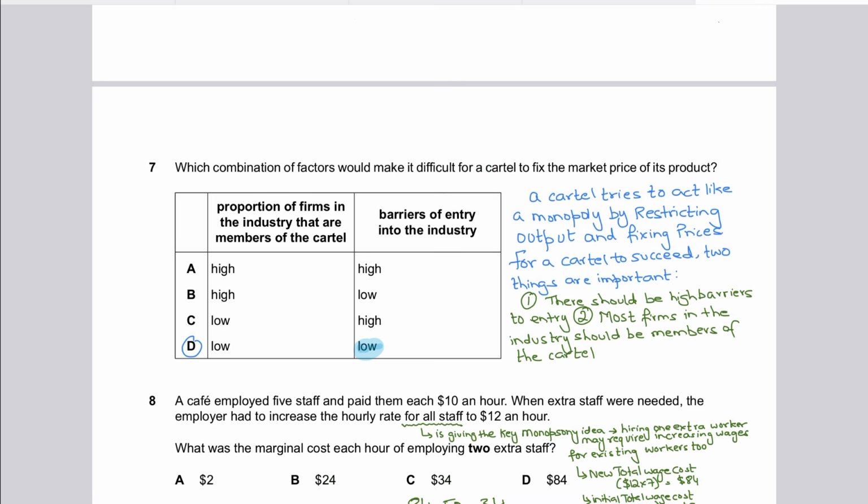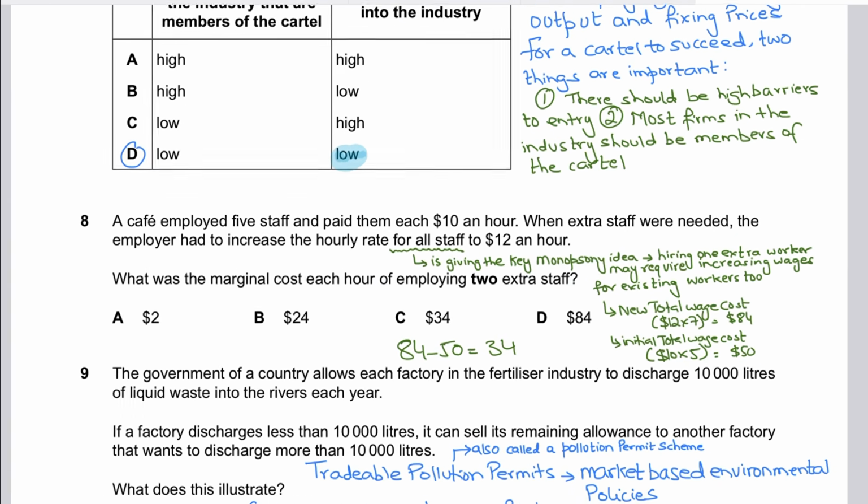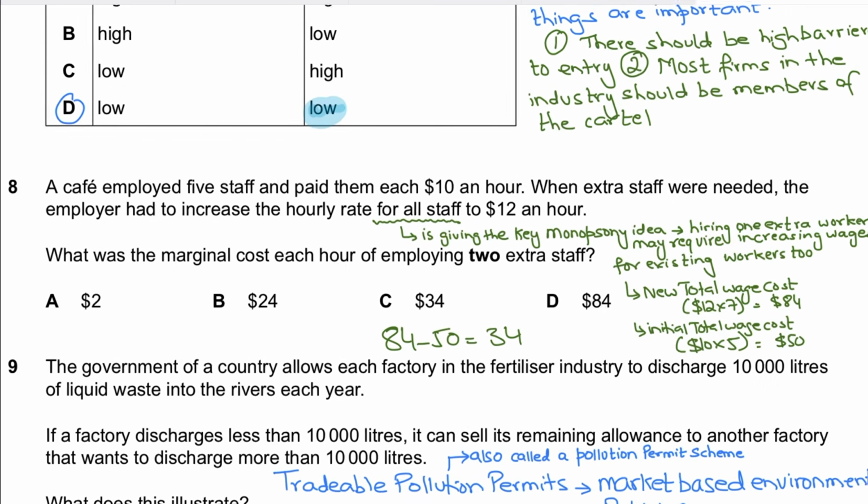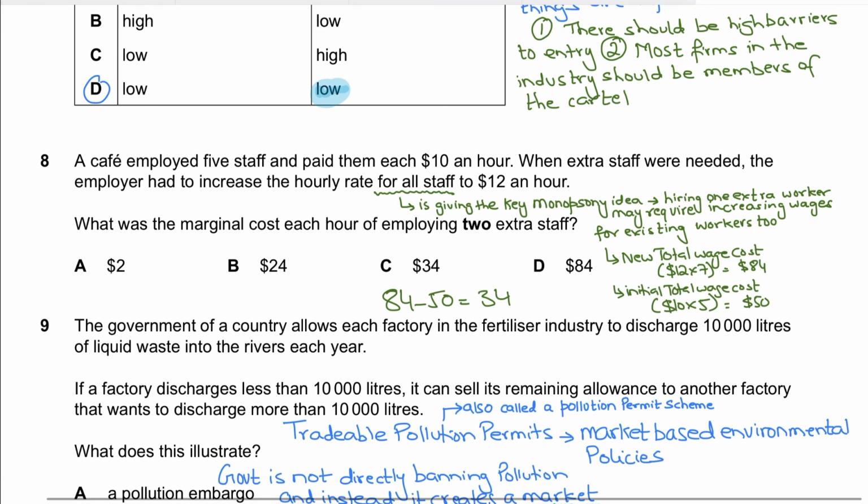Now question number 8 says a cafe employed 5 staff and paid them each $10 an hour. When extra staff were needed, the employer had to increase the hourly wage rate for all the staff. Now the fact that it's written that the hourly wage rate for all the staff had to increase to $12 an hour is giving the most important monopsony idea, that hiring one extra worker may require increasing wages for all the existing workers as well, right? So now, what was the marginal cost each hour of employing 2 extra staff?